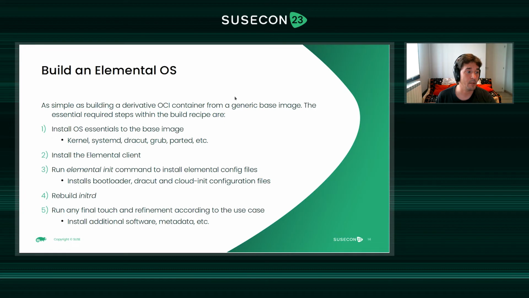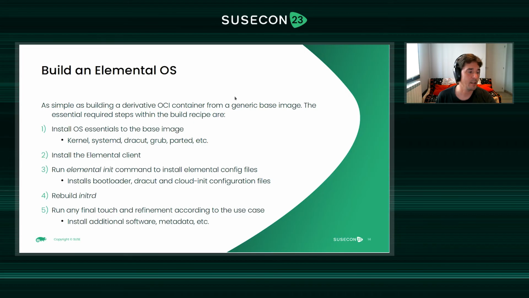Then on the second step, we need to install the Elemental client. The Elemental client is the binary coming from the Elemental Toolkit repository. We need to include that Golang binary. Then after that, we need to run the Elemental init command. The Elemental init command is responsible for adding into the system the embedded configuration files. It is going to install the bootloader, dracut, and cloud-init configuration files. Note this is only installing configuration files. It's not running any specific logic. It just drops some config files to the system.